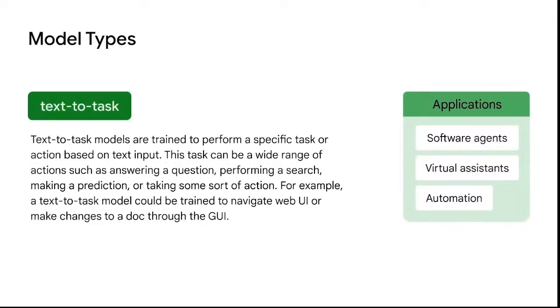Text-to-task models are trained to perform a defined task or action based on text input. This task can be a wide range of actions, such as answering a question, performing a search, making a prediction, or taking some sort of action. For example, a text-to-task model could be trained to navigate web UI or make changes to a doc through the GUI. See, with these models, I can actually understand what my friends are talking about when a game is on.